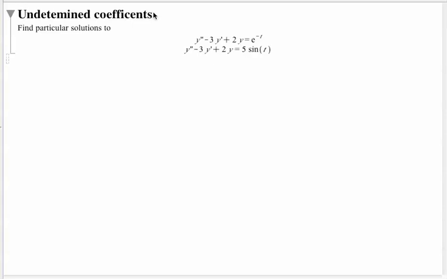Hello, differential equation students. As you can see, we're in Maple today, and we're going to be using this method called undetermined coefficients to find particular solutions, note the use of the word particular, to these differential equations. Notice that we're second order linear, but we're not homogeneous because we don't have a zero on the right-hand side. We'll talk in class about how to find a general solution, but right now we're going to focus on the particular solution. So we're going to find one solution to each of these equations.